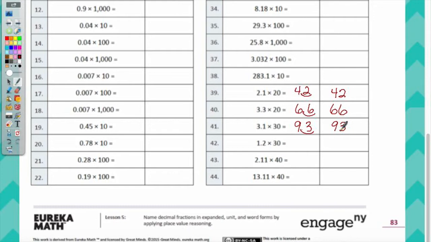12 times 3. 36. Who said that so fast? You're right. Oh, I'm so proud of you. You might already know your 12s. How many place values? 1. So the answer? 36. I don't see any regrouping in this one. 1 times 4. What is it? 2 times 4. 8. Where does my decimal go? Between the 8 and the 4. Got to keep it the same. Move it how many place values?